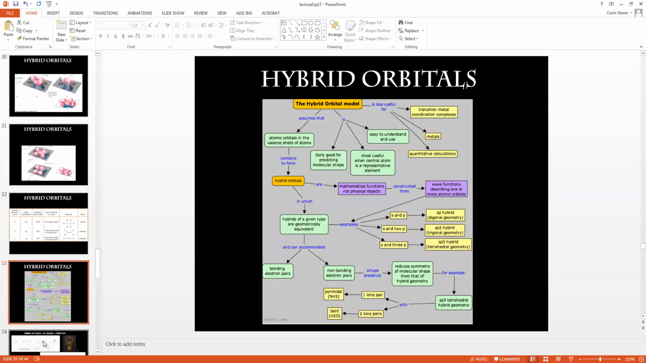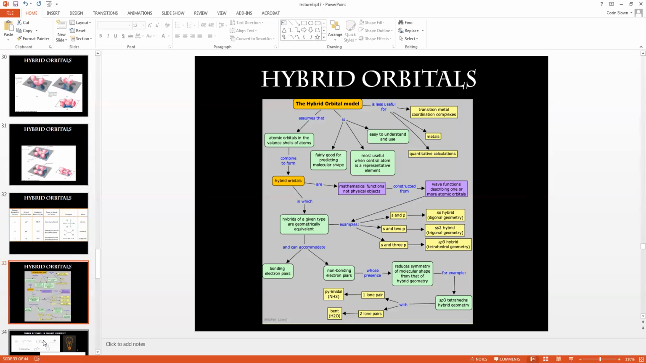It's useful to take a moment and try to capture what we know about hybrid orbitals, especially if it's a concept that we're not familiar with. This is an example of a concept map. We start with what we know, and in the bright yellow, the hybrid orbital model assumes that atomic orbitals are in the valence shells of atoms and that they combine to form hybrid orbitals, where hybrids of a given type are geometrically equivalent. They can accommodate bonding electron pairs or non-bonding electron pairs.